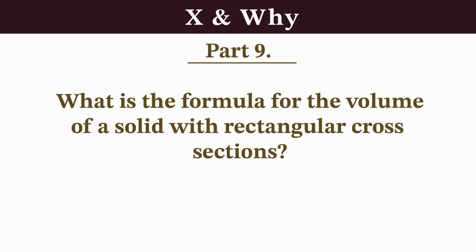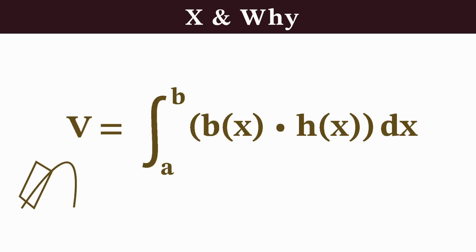Part 9. What is the formula for the volume of a solid with rectangular cross-sections? The formula is volume equals the integral from a to b of the base of x times the height of x dx. Base is the length of the segment between the two bounding curves. Height is the fixed or varying height perpendicular to the base.